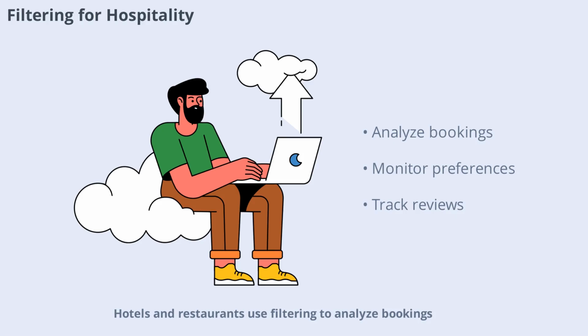Hotels and restaurants use filtering to analyze bookings, monitor guest preferences, and track reviews. This helps them personalize services and enhance customer satisfaction.